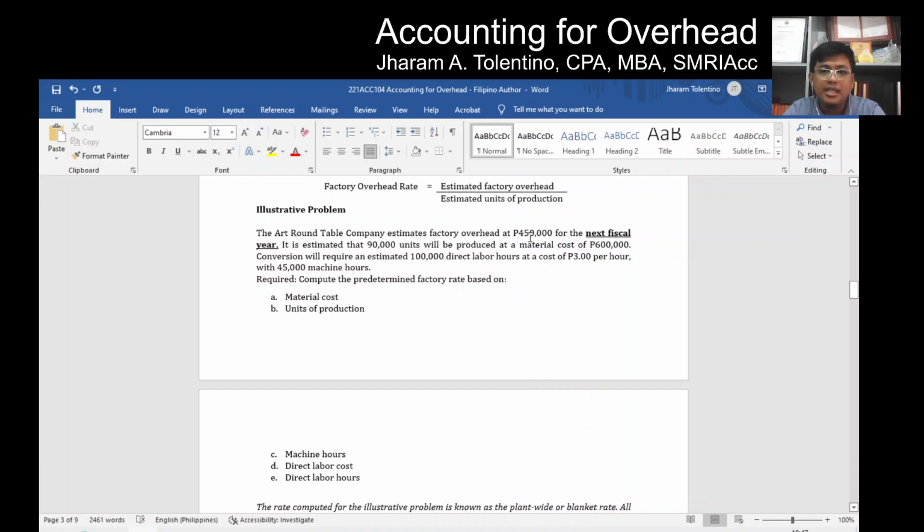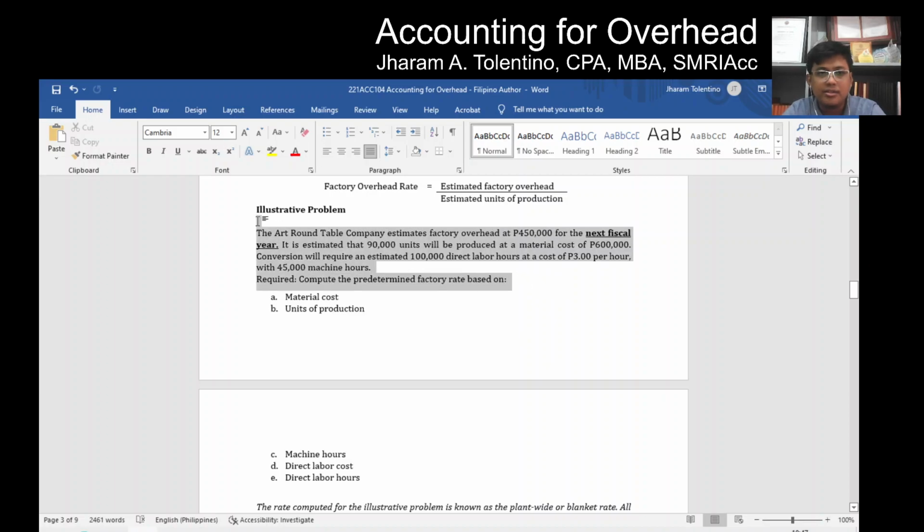So this is the next fiscal year. It is estimated that 90,000 units will be produced at a material cost of 600,000 pesos. Conversion will require an estimated 100 direct labor hours at a cost of 3 pesos per hour with 45,000 machine hours. So sabi niya, compute the predetermined overhead rate based on the following.